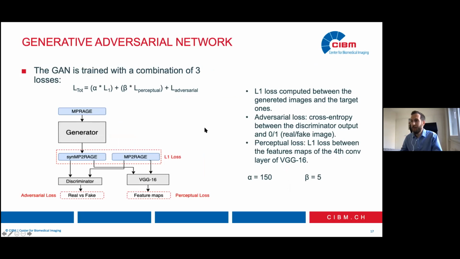Our framework is trained with a combination of 3 losses. First of all, we have the common L1 loss, which compares the generated synthetic MP2-RAGE images with the ground truth. Secondly, we have the adversarial loss, given by the ability of the discriminator to differentiate synthetic and real ones. And finally, we also added a perceptual loss, given by the comparison of the feature maps of the 4th layer of a pre-trained VGG16 network. And then we empirically optimize alpha and beta as weighting parameters for the loss terms.